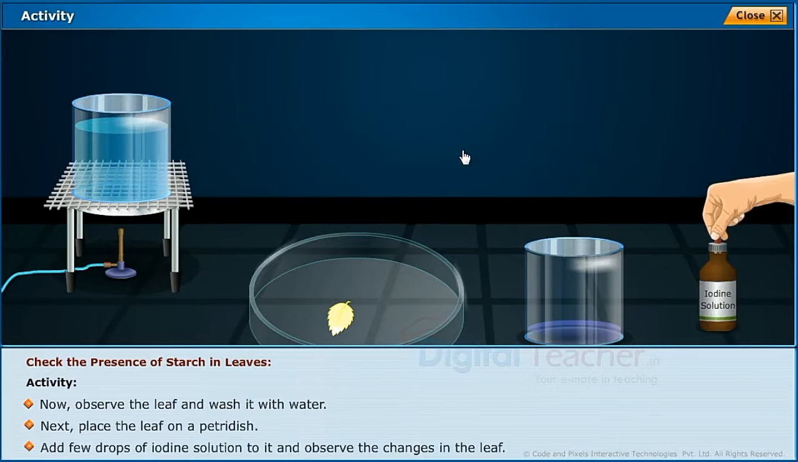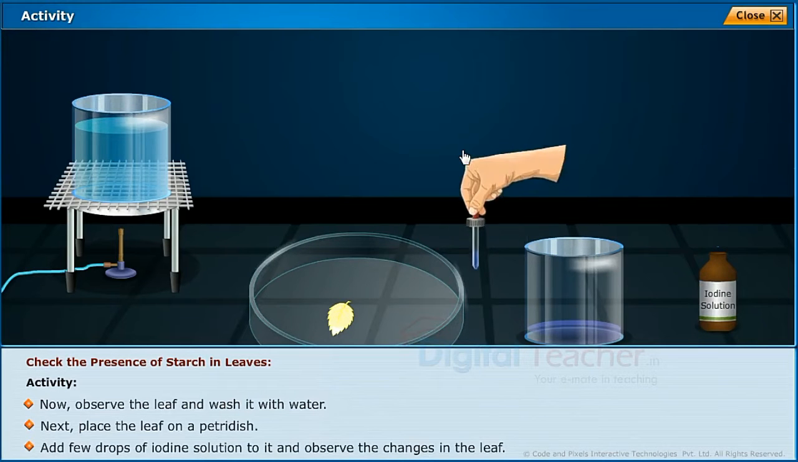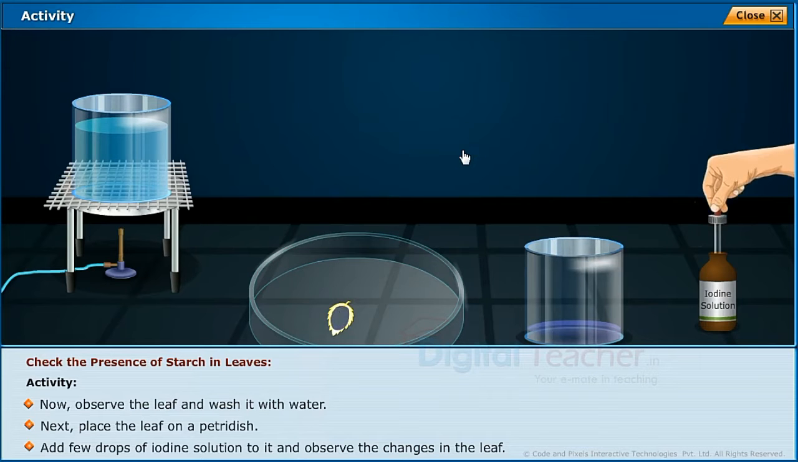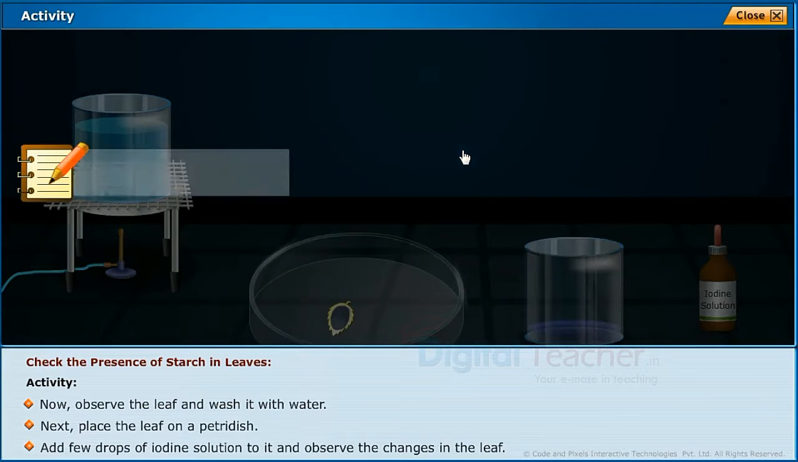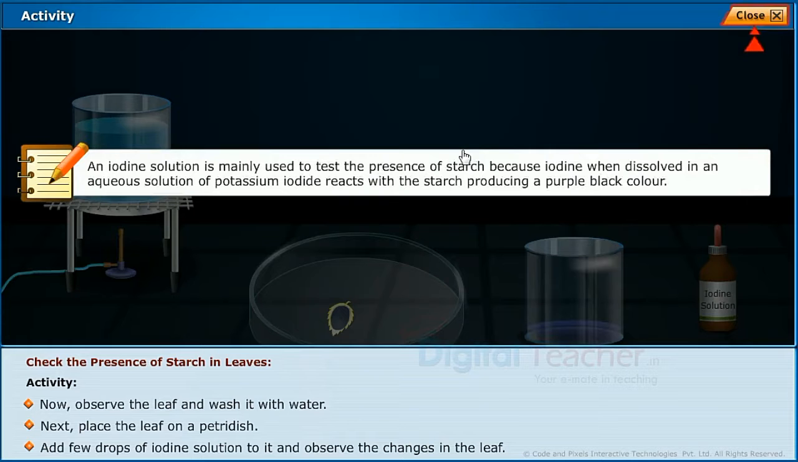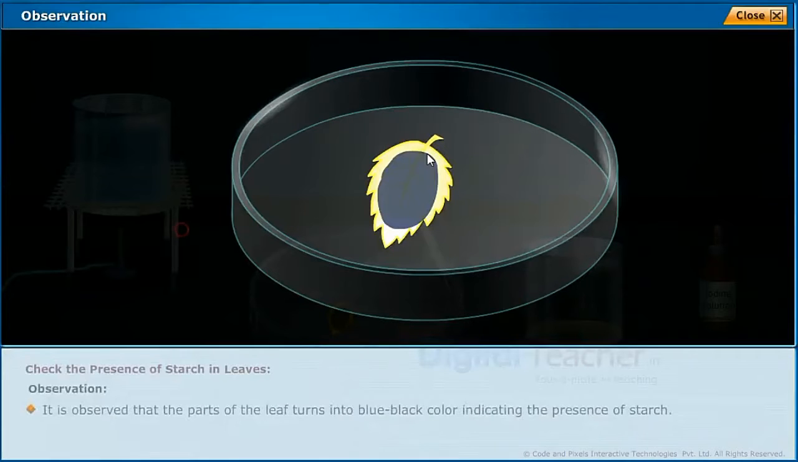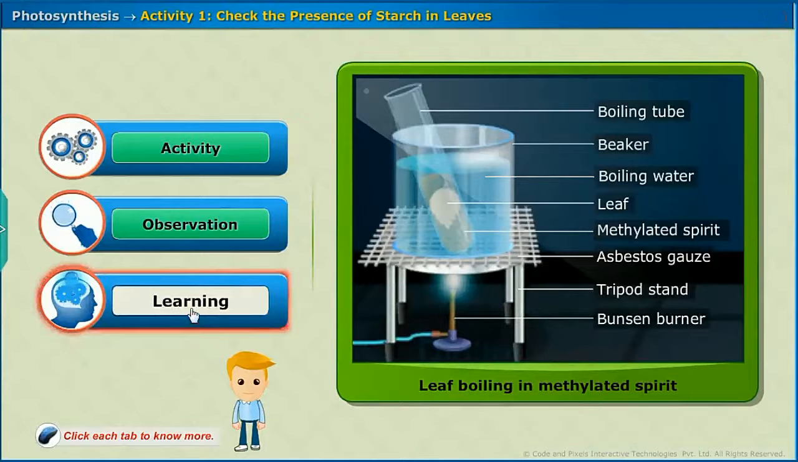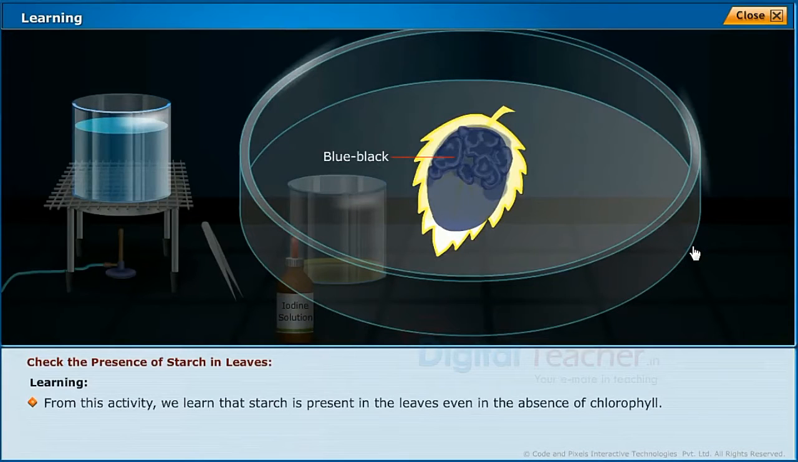Add a few drops of iodine solution to it and observe the changes in the leaf. It is observed that parts of the leaf turn blue-black in color, indicating the presence of starch. From this activity, we learn that starch is present in the leaves even in the absence of chlorophyll.